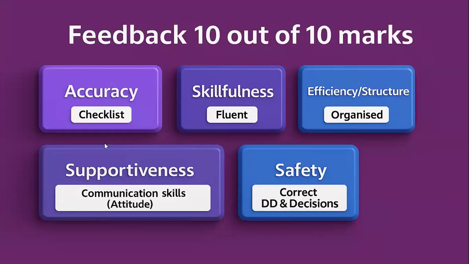You have 5 domains. Accuracy means the general approach is the checklist. Skillfulness should be fluent. Efficiency, the structure should be organized. Supportiveness: good eye contact, rapport, empathy, sympathy, check comfortability, check pain, check symptoms. If the patient has symptoms, we should address symptoms before proceeding. Give questions or information in pieces, with a pause between pieces. Safety: correct information, including differential diagnosis and decisions.